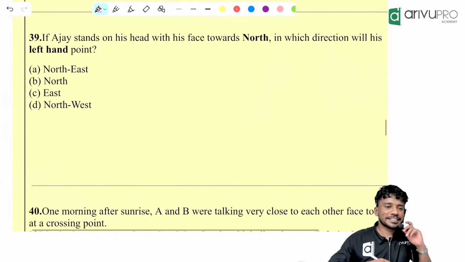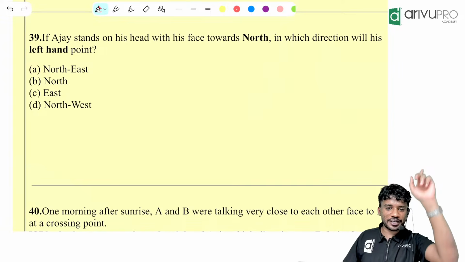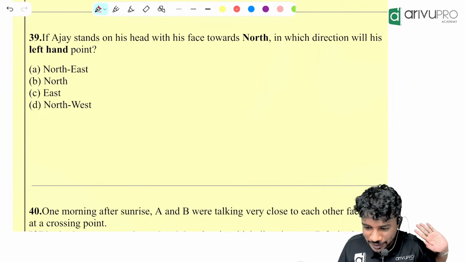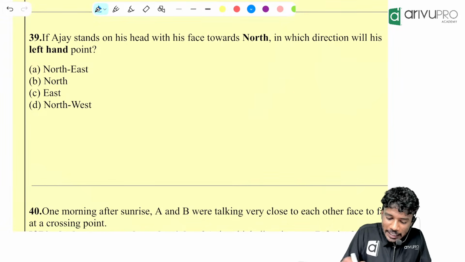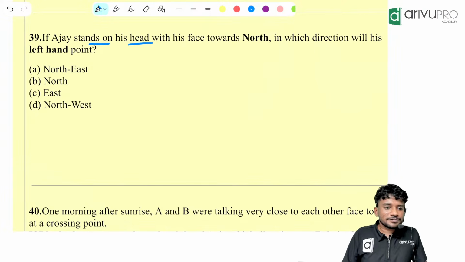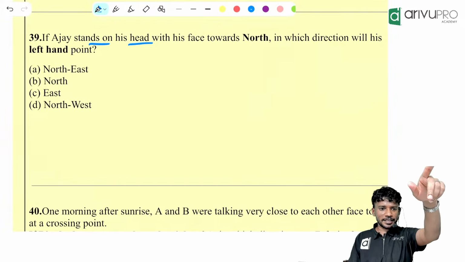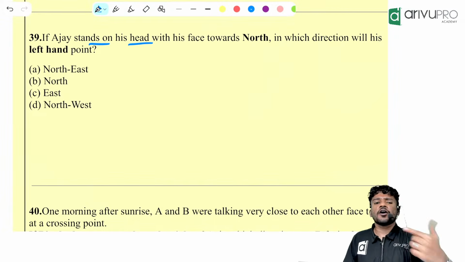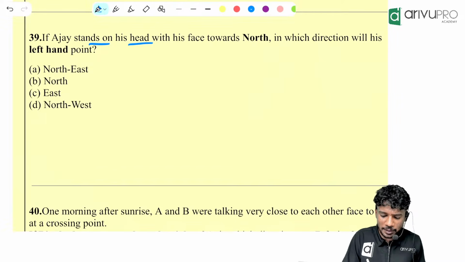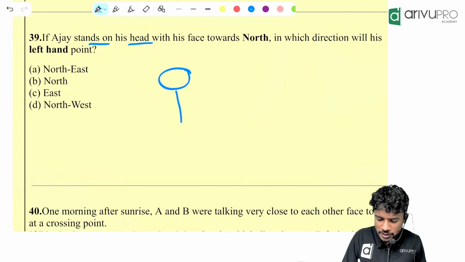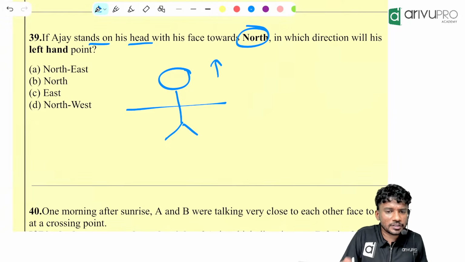Yeah, standing on the head position. First time they asked a question based on this. Okay. So here, Ajay stands on his head. So I told you what is the condition for standing on head. If a person is looking normally, what direction do they look? Take the opposite. That will be the answer. For example, if Ajay is normally looking, Ajay is looking in which direction? The north direction. Looking in north direction normally.